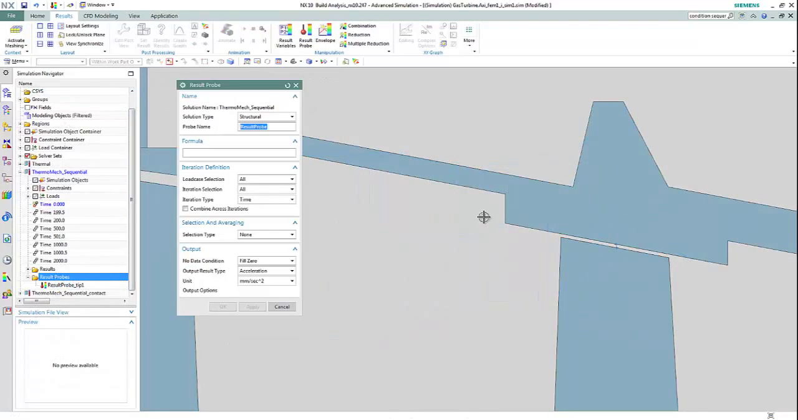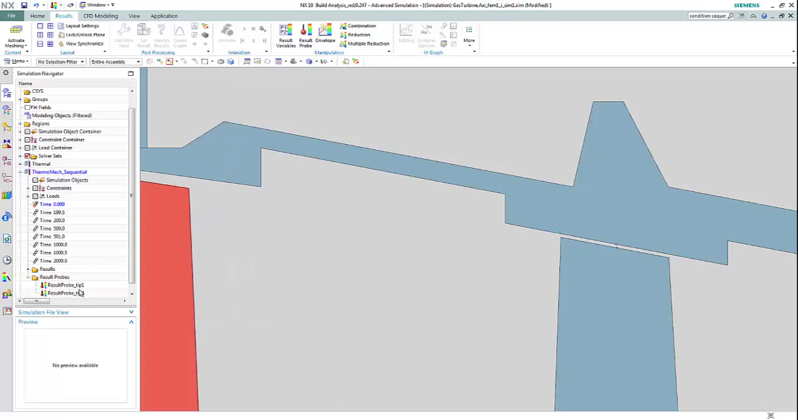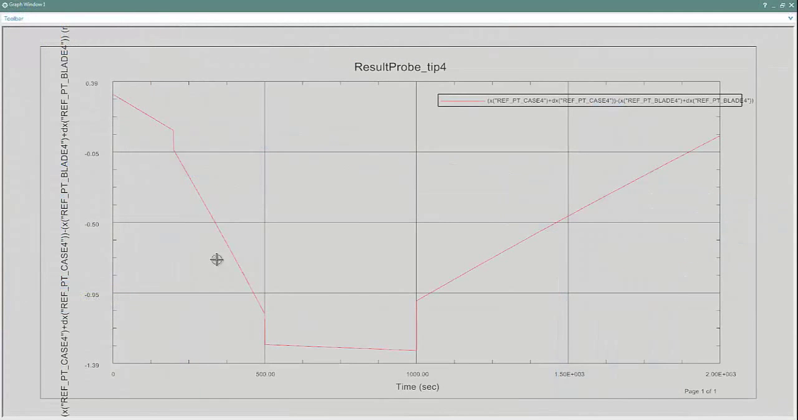And new result probe capabilities in NX-CAE provide the ability to use powerful expressions to create new, measurable result types. In this case, the engineer creates a result probe to assess and graph blade tip clearance between the engine blade and outside casing.